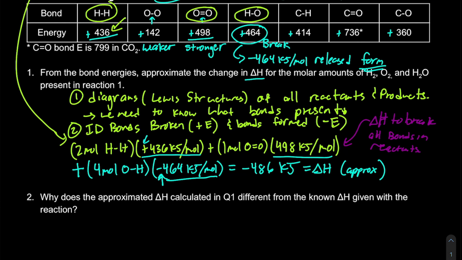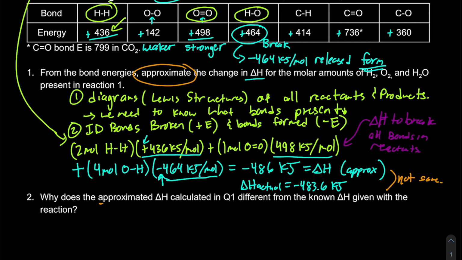Now if we go back and look, the delta H that we were actually provided is negative 483.6 kilojoules. And what we notice is these are not the same. So it's important to identify that this is an approximation. Here we are approximating the delta H from our bond energies. It gives us the ability to identify whether we are using more energy to break our bonds, or more energy to form the bonds, when we release or absorb it. But again, we can approximate here.